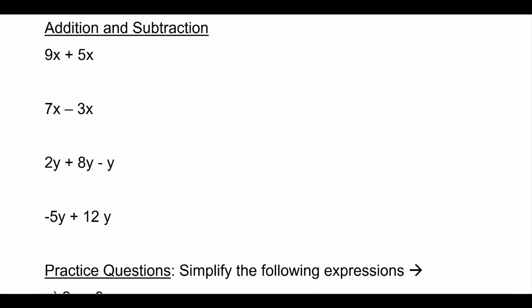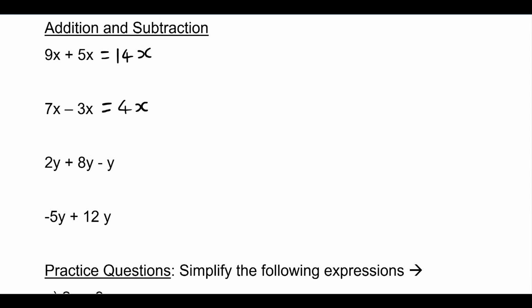We can add expressions where the letter or the variable is the same. For example, 9x plus 5x means 9 lots of x plus 5 lots of x, which is simply 14 lots of x. So 9x plus 5x is 14x. 7x take away 3x is going to be 7 lots of x take away 3 lots of x, which is 4 lots of x.